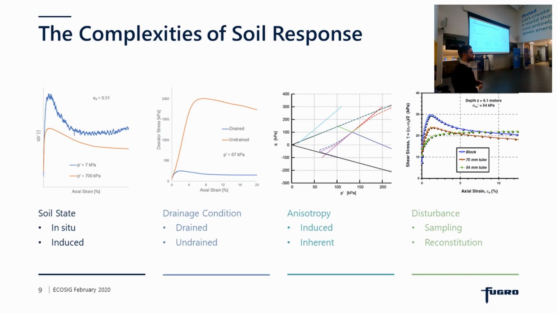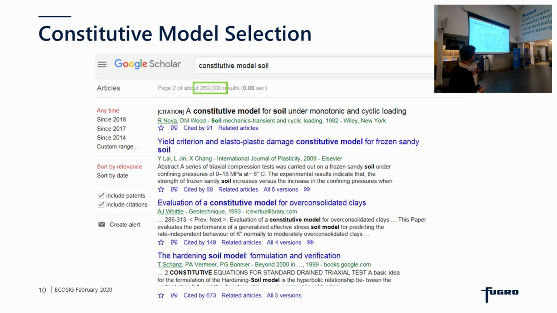So we're up against it from the start in terms of trying to characterise our soil response and capture all the different salient features which may exist. Aside from that, we then need to take that soil response and decide how we're going to model it. So which model are we going to use to represent that soil response in our finite element analysis?